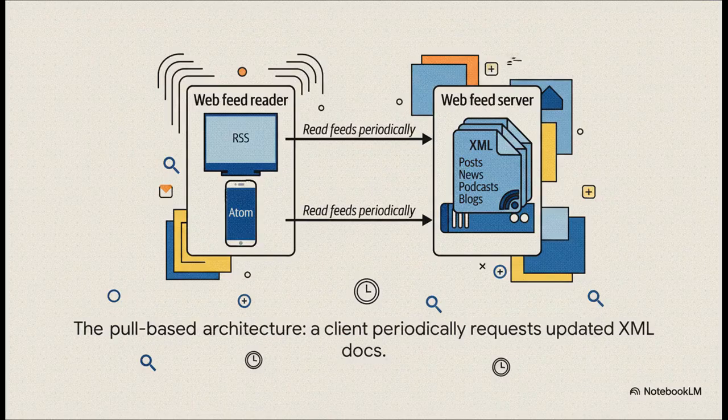And this diagram just perfectly lays out the solution. Over on the left, you've got your client. Think of it as a feed reader app. And every so often, it just asks, hey, got anything new? On the right, the server responds with a simple XML file that lists all the latest updates. The crucial thing here is that the server isn't shouting at everyone. The client pulls the data when it's ready. It's a classic pull-based API.